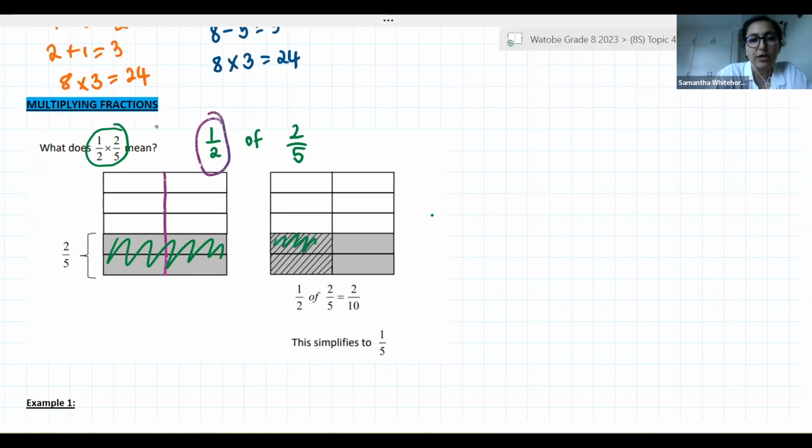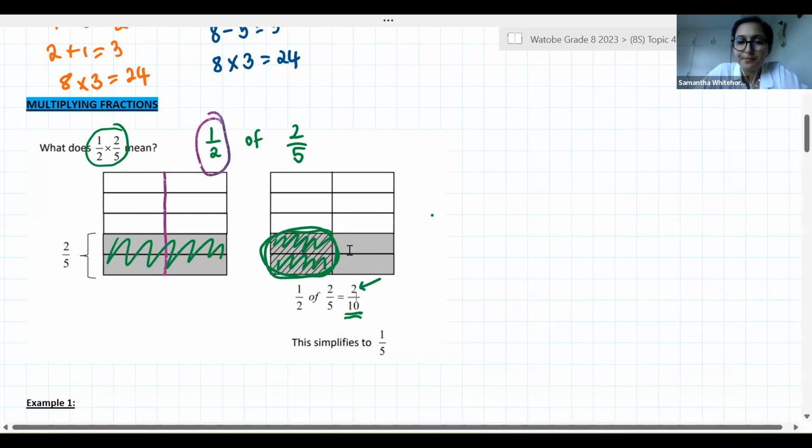So that's why I've only got 2 of these rectangles that I'm considering, because I want half of what I originally started with. And so because I've divided the rectangles in half, I now have 10 rectangles. I had 5, I now have 10. And I'm only considering 2 of them because that's half of what was shaded in. And so that's where I get my numerator 2 from.